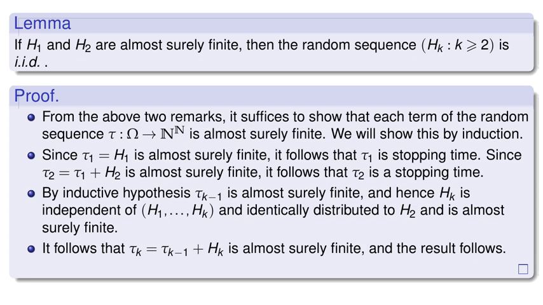It follows that τ_k equals τ_{k-1} plus H_k is almost surely finite and the result follows. And that concludes our proof and the lecture on the strong Markov property.